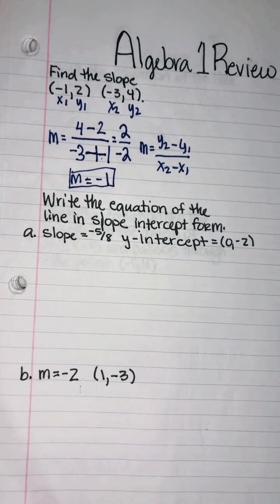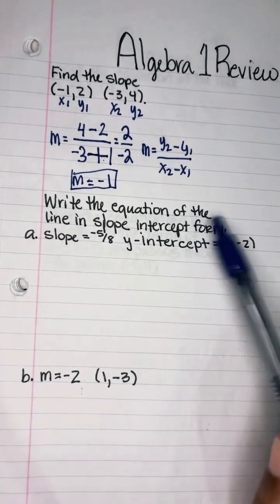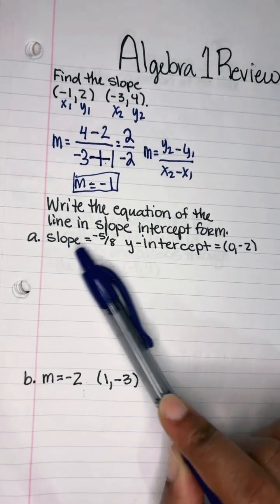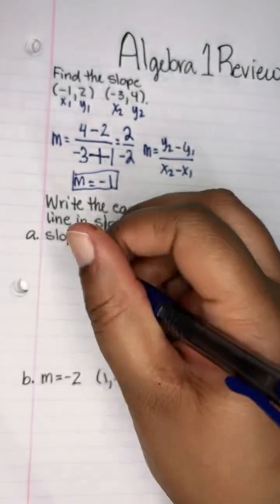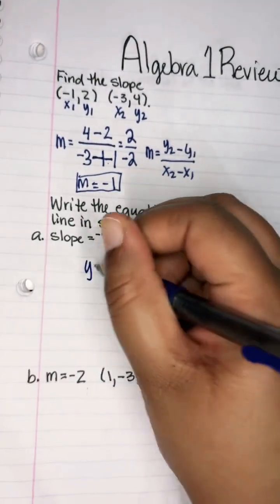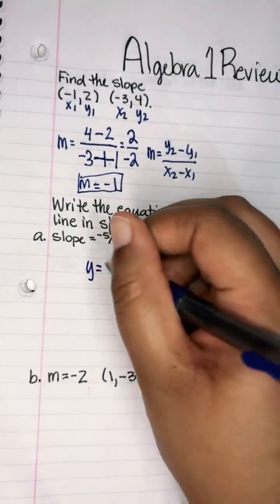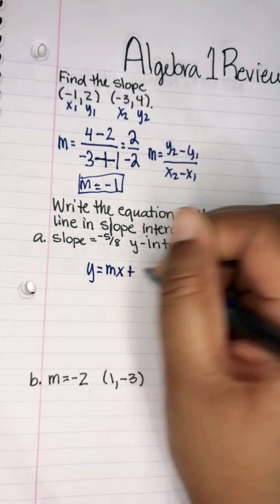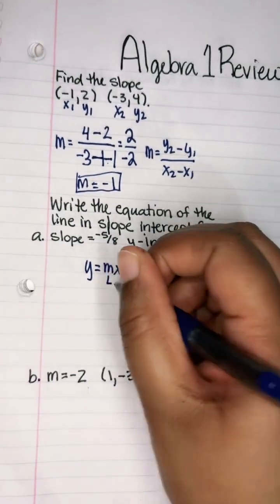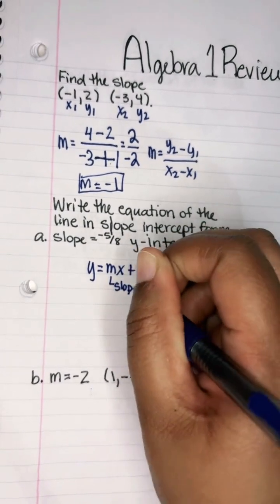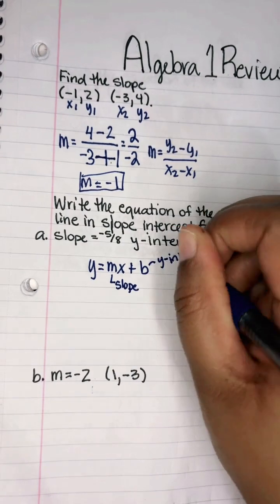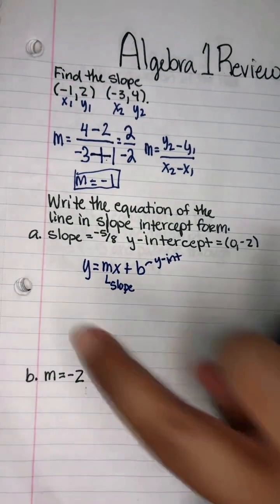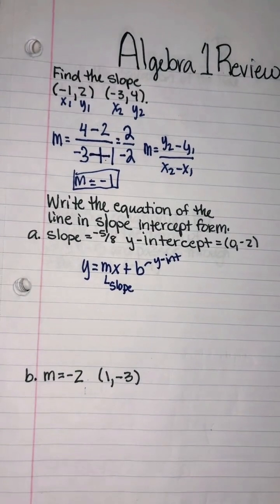Okay, so it says, oh, bless you, baby. Write the equation of the line in slope-intercept form. All right, so slope-intercept form, first you have to know what that is. It's y equals mx plus b, okay? The m stands for slope, and the b is the y-intercept. So does anybody want to take a guess at number A? Can you guys write the equation in the chat?